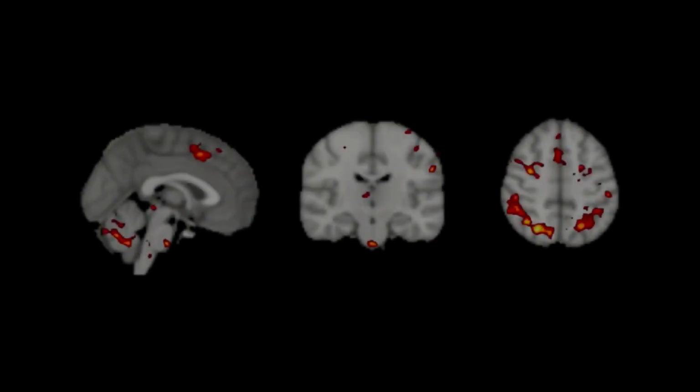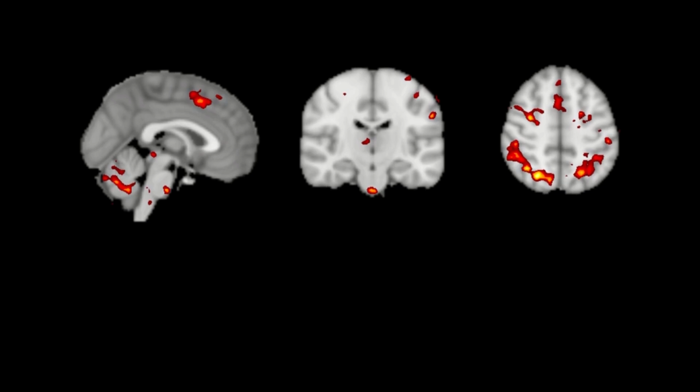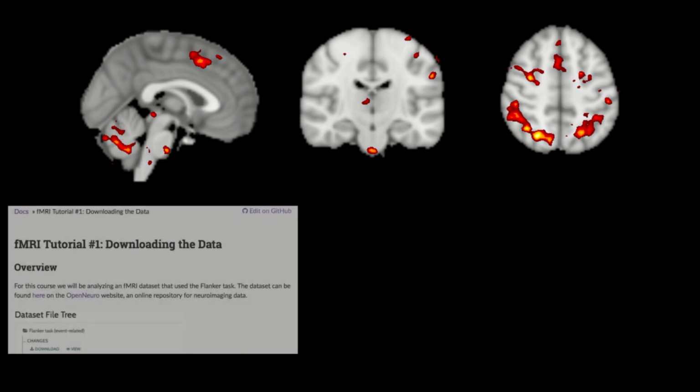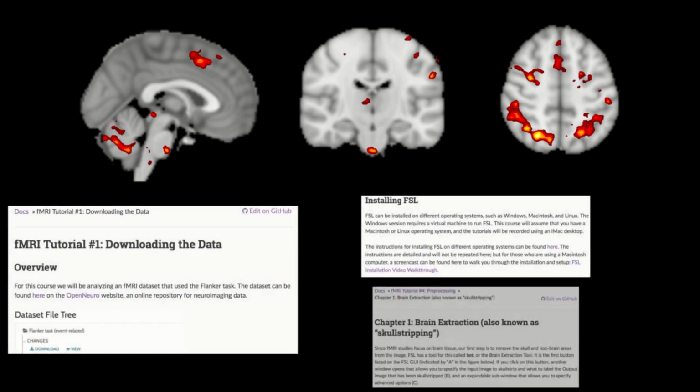At this point in the series, we're going to be using our Unix commands with fMRI data. Click on the link in the More Info box below for instructions about how to download the data, how to install FSL, and what skull stripping is. When you've finished, come back to this tutorial.